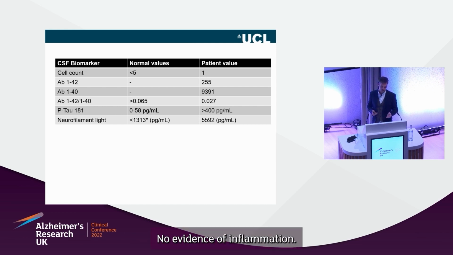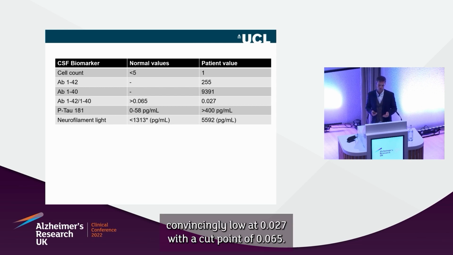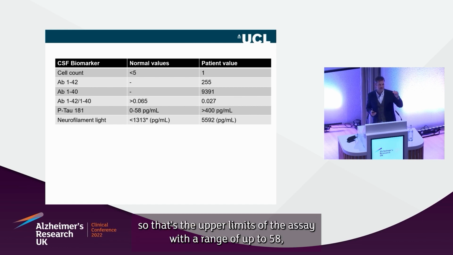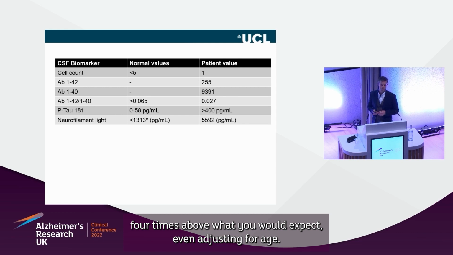No evidence of inflammation. You can see that the A-beta 42 to 40 ratio is low, convincingly low at 0.027 with a cut point of 0.065. You can see that the phosphorylated tau level is 400, so that's the upper limit of the assay, with a range of up to 58. And neurofilament light, again, 4 times above what you would expect, even adjusting for age.